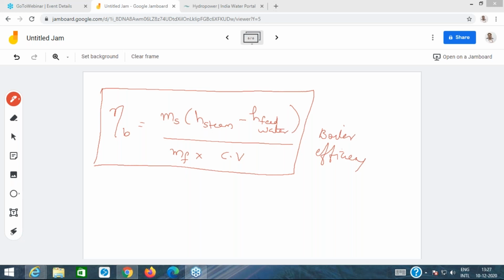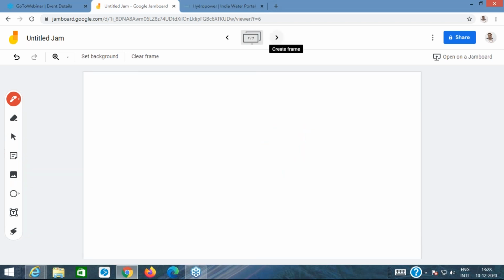The second important concept in your boiler analysis is called equivalent evaporation. So what is this equivalent evaporation? Let me explain to you. I'm going to explain a concept called equivalent evaporation.